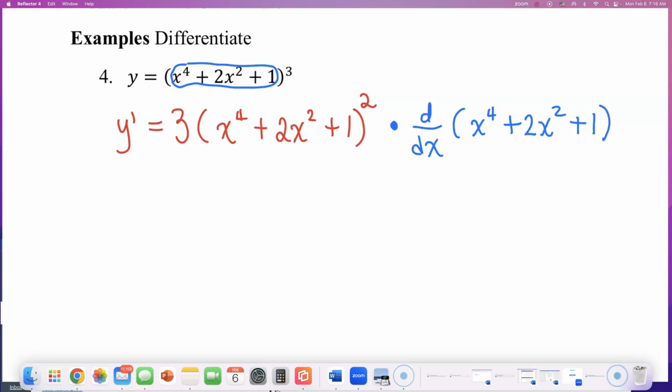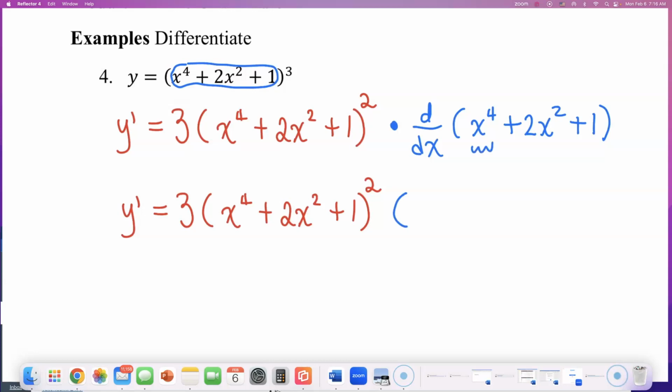Okay? So the red part, I'm just going to copy this down because I'm done with this. But now let's work with what comes out of this blue. Derivative of x to the 4th is 4x cubed, plus 2x squared will give us plus 4x, and derivative of 1 is just 0. So that's the final answer.